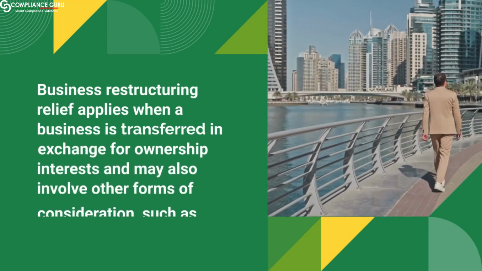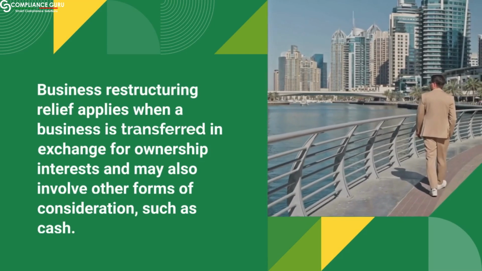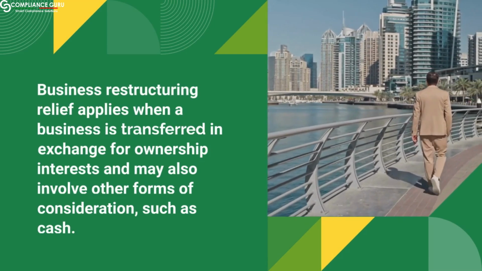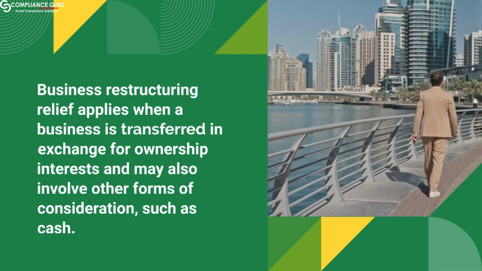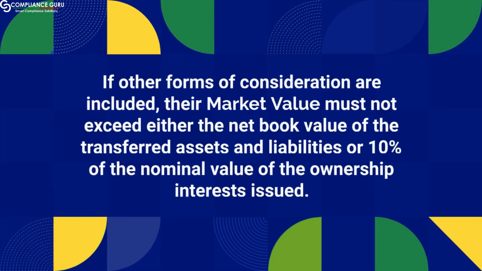Considerations for ownership interests and other forms of consideration. Business restructuring relief applies when a business is transferred in exchange for ownership interests and may also involve other forms of consideration, such as cash. If other forms of consideration are included, their market value must not exceed either the net book value of the transferred assets and liabilities or 10% of the nominal value of the ownership interests issued.